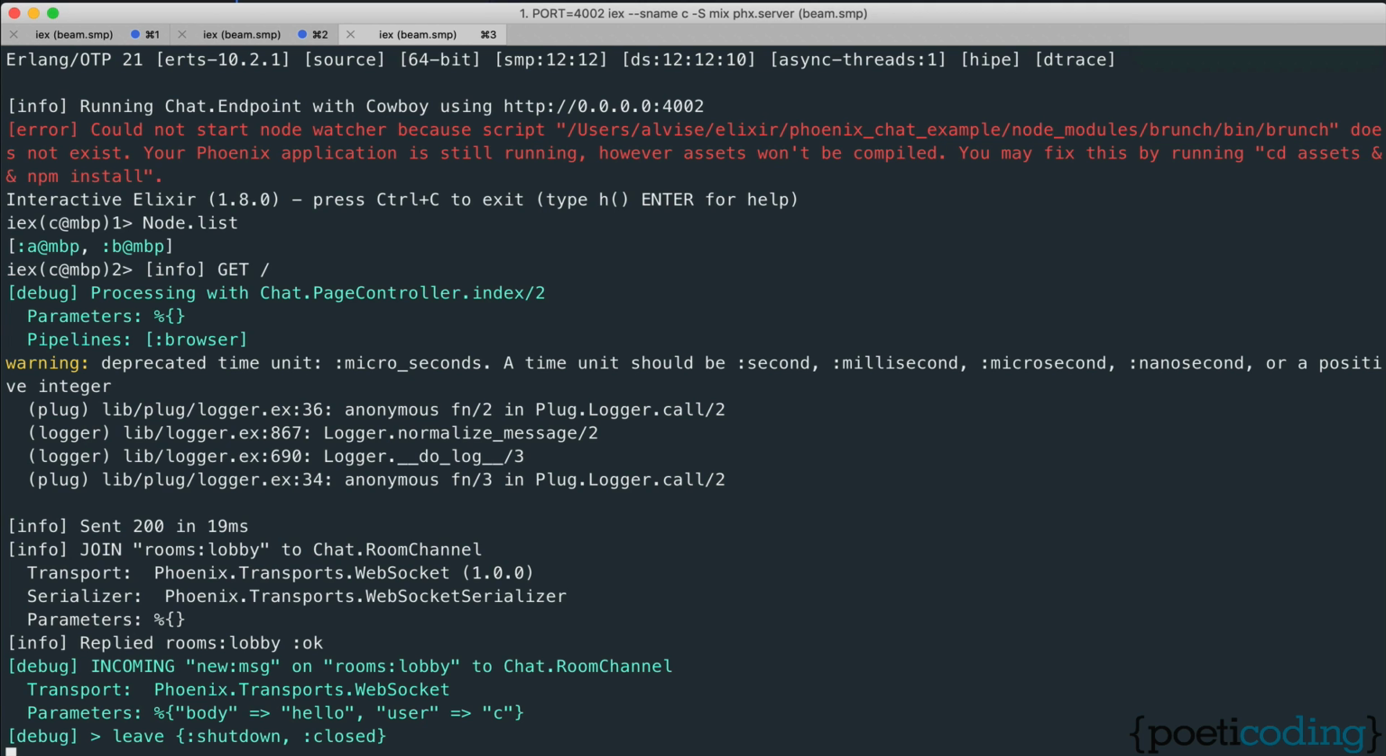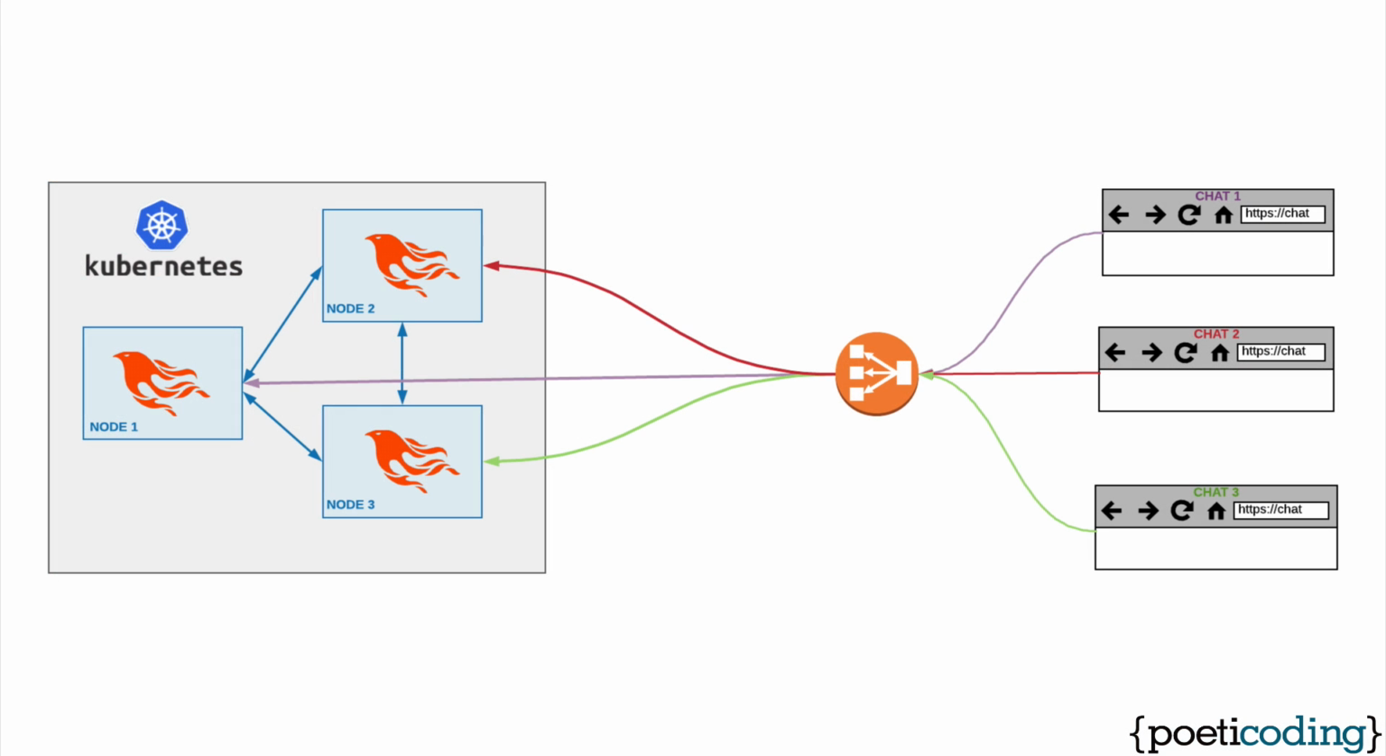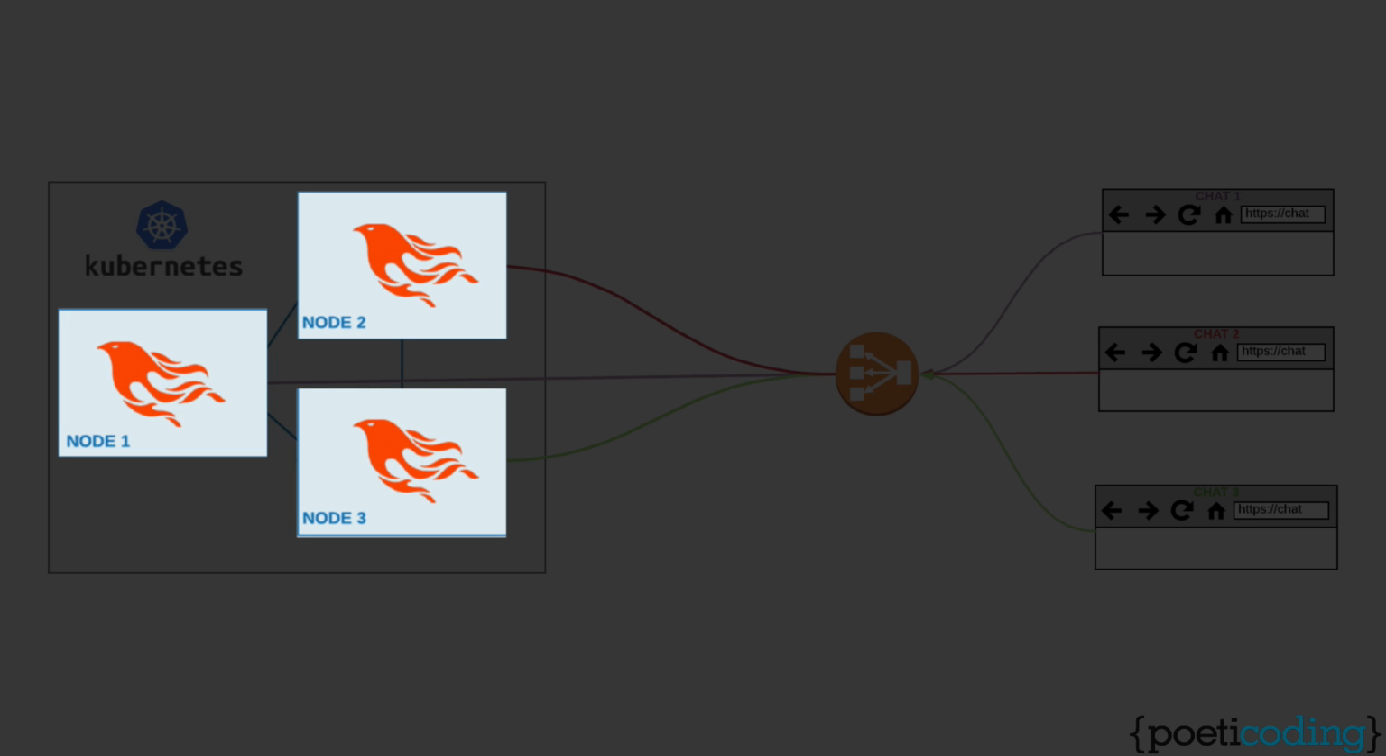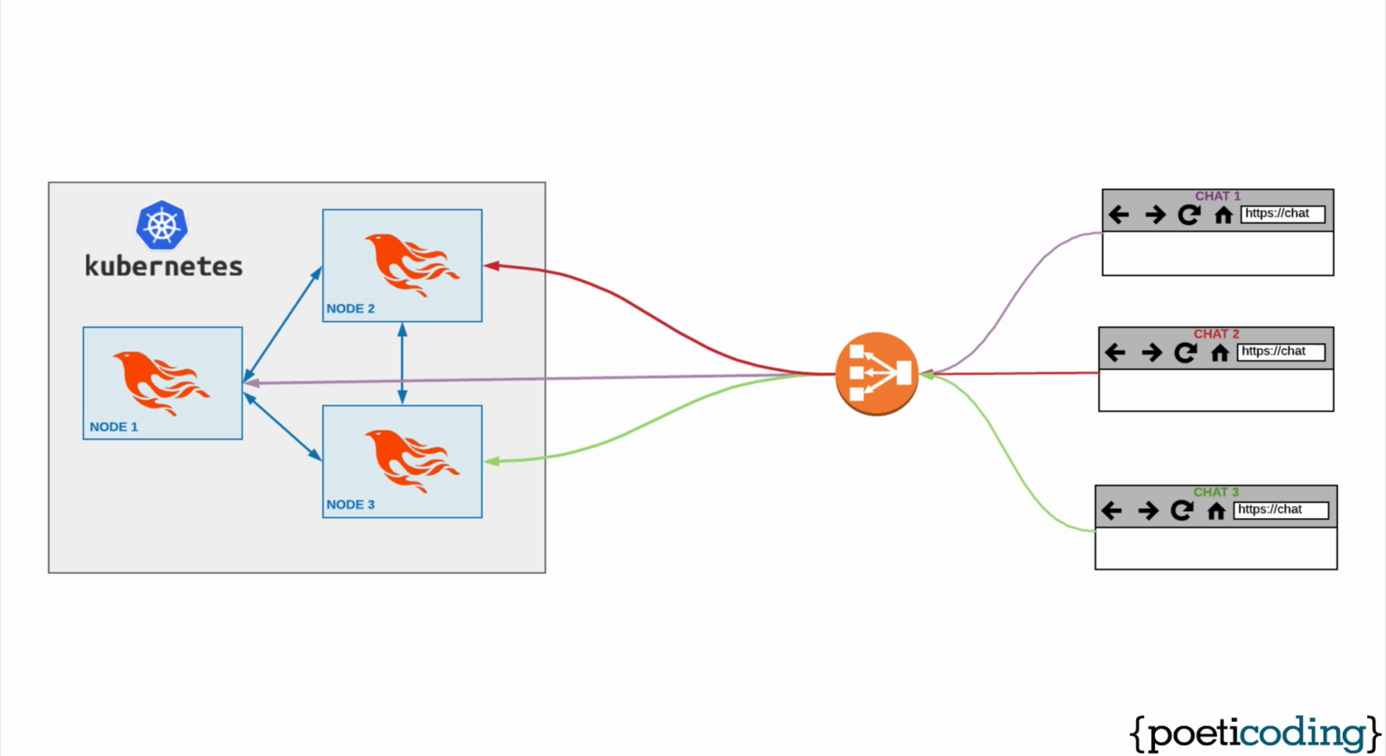Perfect. Let's now see how to deploy this distributed application on Kubernetes and make the clustering of the Elixir nodes automatic with libcluster. So we are going to deploy multiple chat nodes on my Kubernetes local setup. But what I'm going to show you could work without any radical change on any cloud Kubernetes setup.